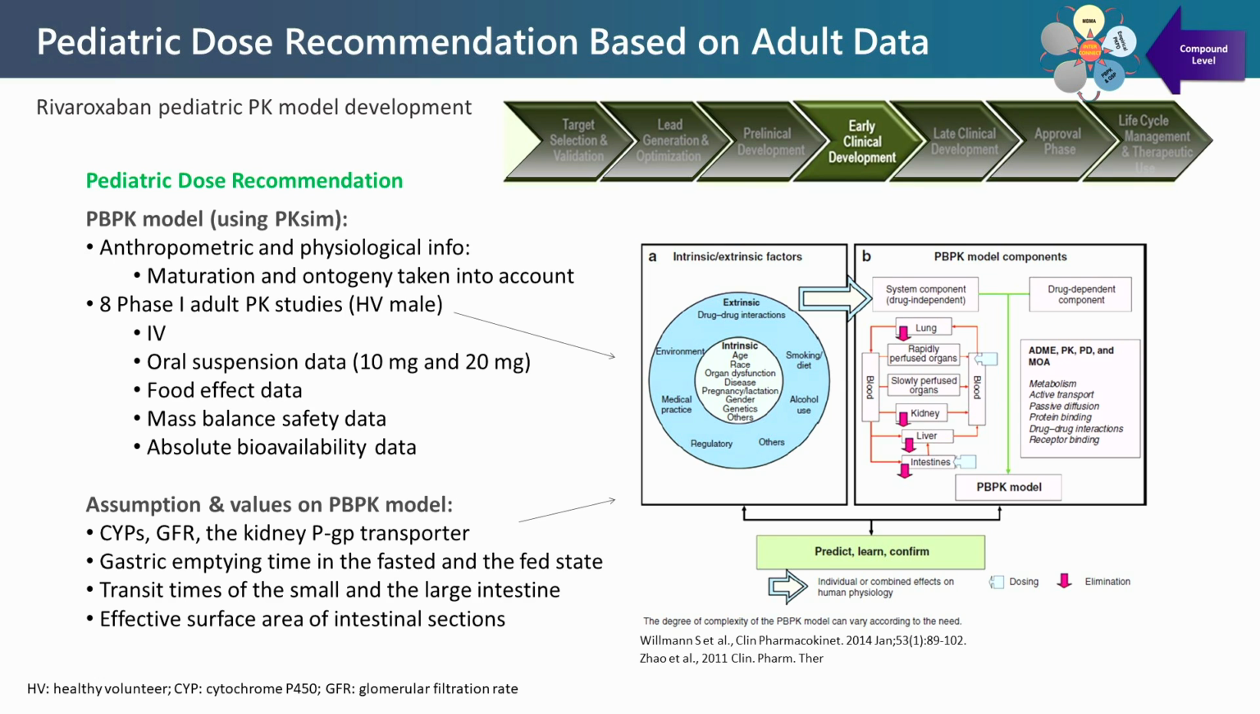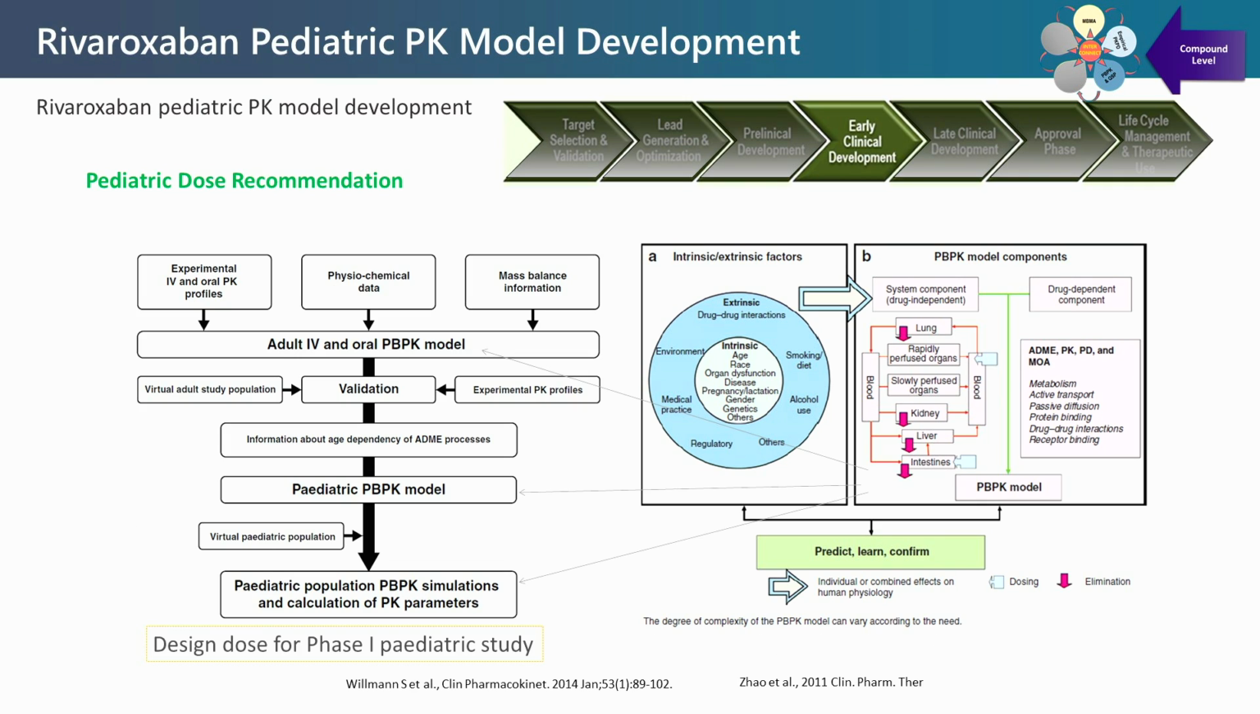The data used are phase 1 healthy male volunteer studies PK data for the development of the adult model. This includes IV studies, food effect, mass balance, and trial data. The incorporation of prior assumptions and values on the PBPK model, such as enzyme kinetics, transporter information, and organ parameters, is also needed. The diagram here outlines a workflow which summarizes the general stepwise approach for PBPK model development.